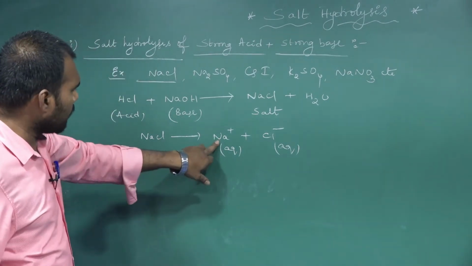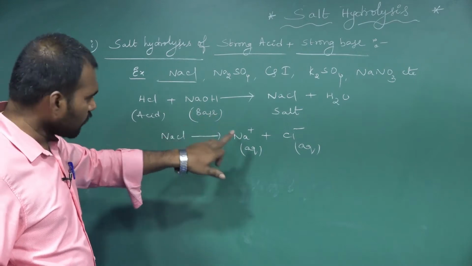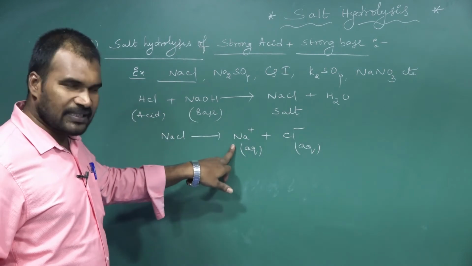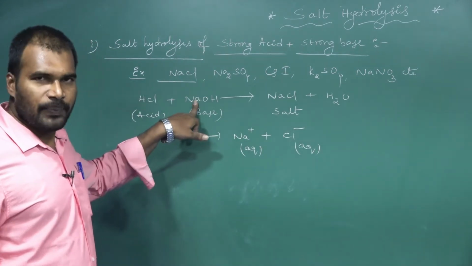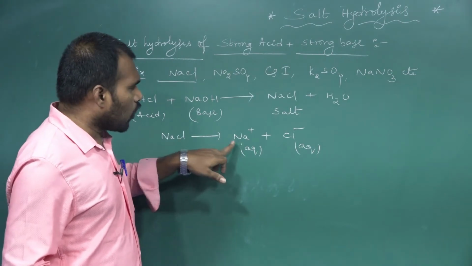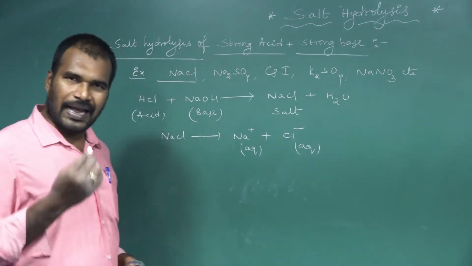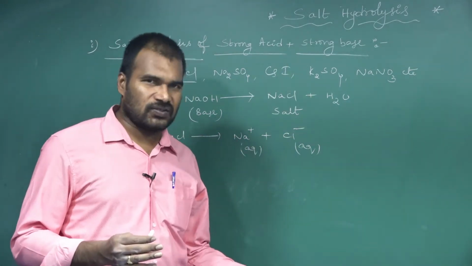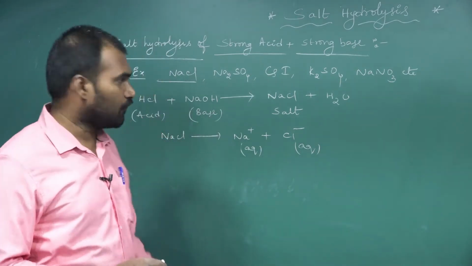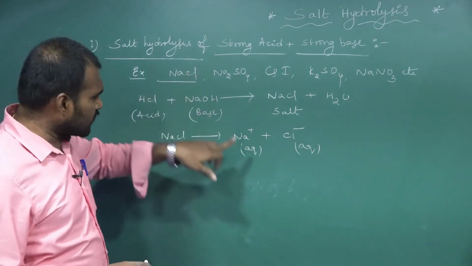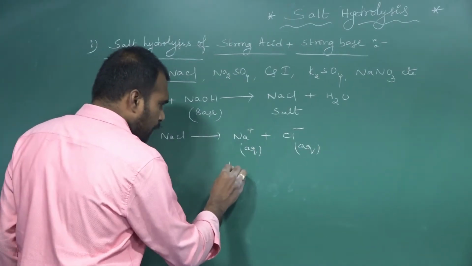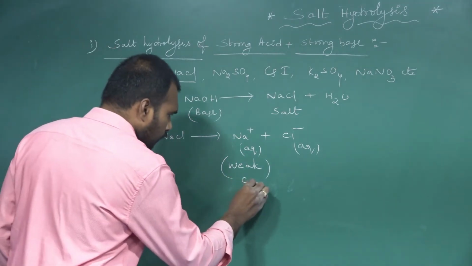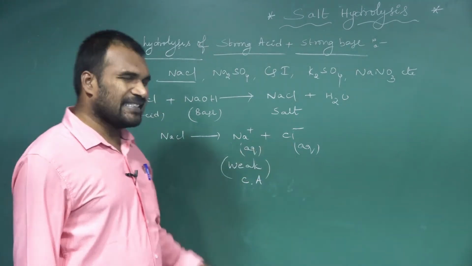As we know, the Na plus ion is coming from base. It is a conjugate acid of base NaOH. Is this conjugate acid strong or weak? As we know, the conjugate acids which are coming from strong bases are weaker. If the base is stronger, then its conjugate acid is weak. So Na plus ion is a weak conjugate acid. Coming to Cl minus ion.